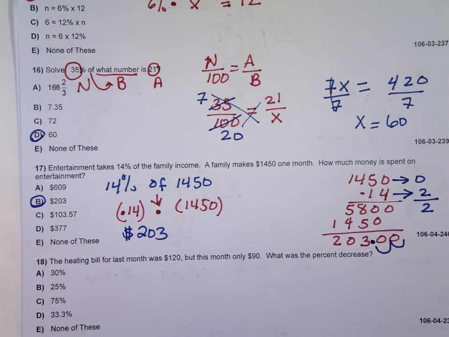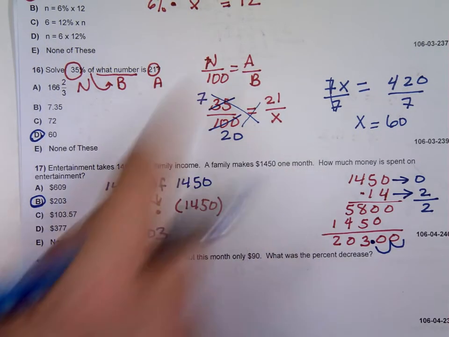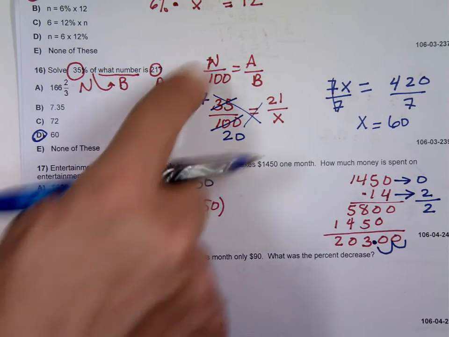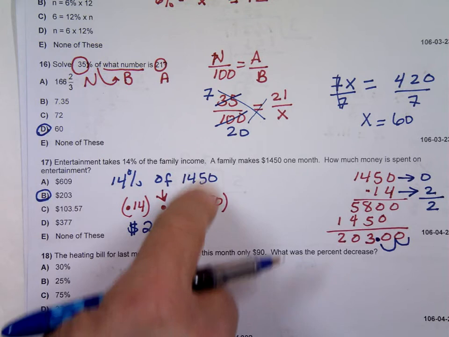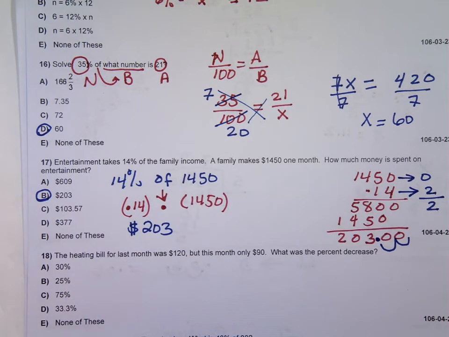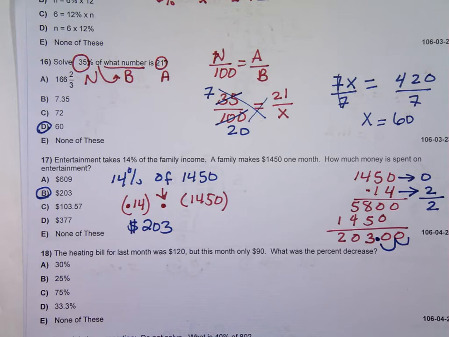He said he did it using this equation. The 14 is the percentage. So 14 over 100 equals, we're looking for the amount, and you have the base. It should be the same answer. Doesn't matter which method we use. Maybe I'll do that for this method.